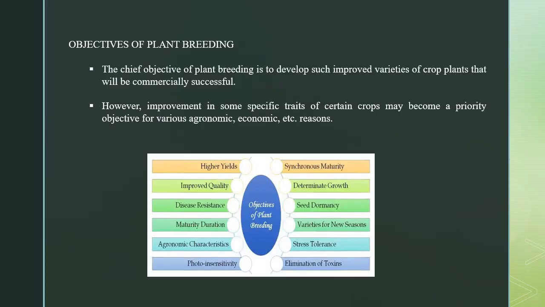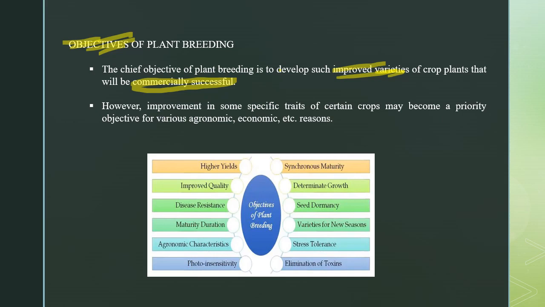Moreover, what are the objectives of plant breeding? We will find that the chief objective of plant breeding is to develop such improved varieties of crop plants that will be commercially successful. That means it will give us more income and as well as feed our bellies.